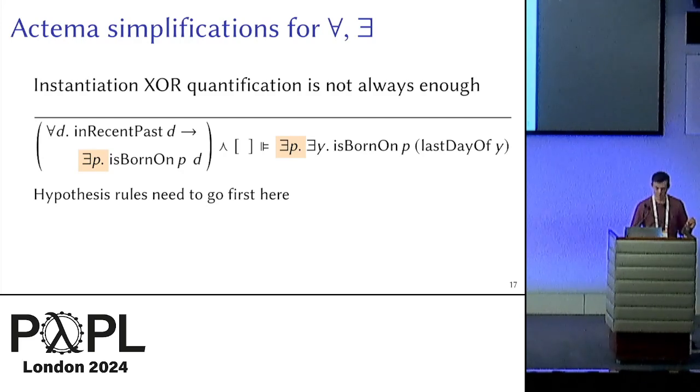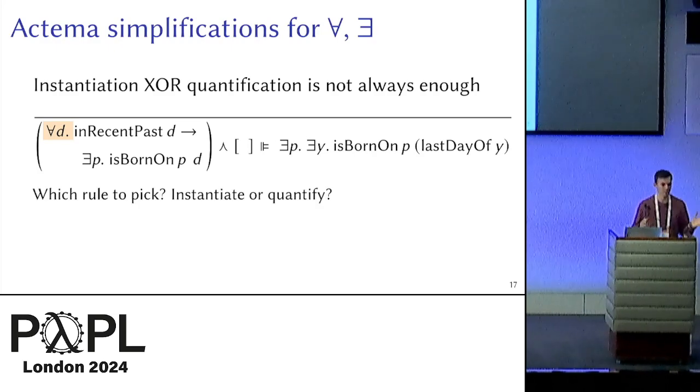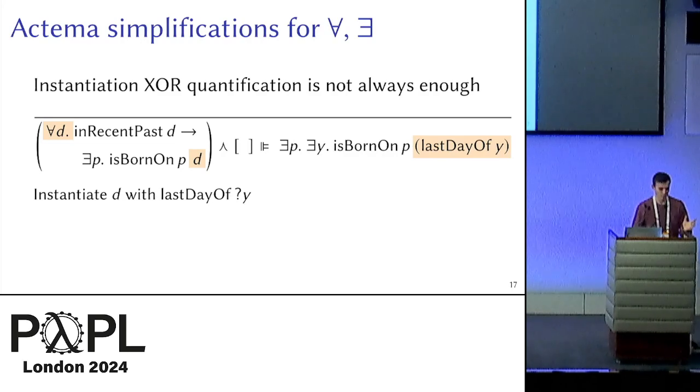This means we need to choose a rule for this for all D. So in the Actima system, we need to choose instantiate or quantify. Now this link will not work out if we quantify, since the person will get born on that day. It doesn't work for all days. We want specifically the last day of some year. So we will need to instantiate, and we will instantiate D with the last day of some year.